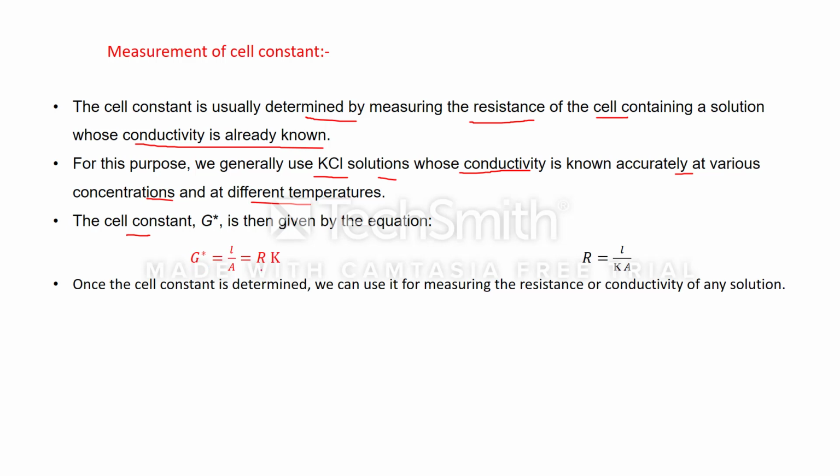The cell constant G star is then given by the equation G star is equal to L by A, and this is equal to R into kappa. For KCl, this R is determined by using the Wheatstone bridge and this kappa is already known to us. That's why we can find out the cell constant for the given cell. And once the cell constant is determined, we can use it for measuring the resistance or conductivity of any solution.